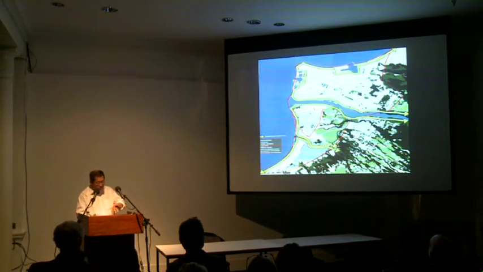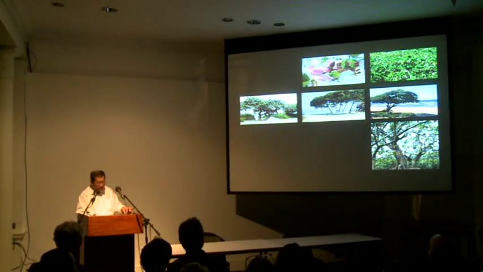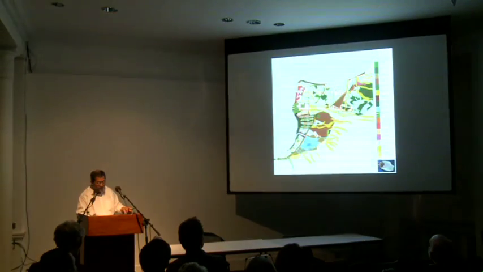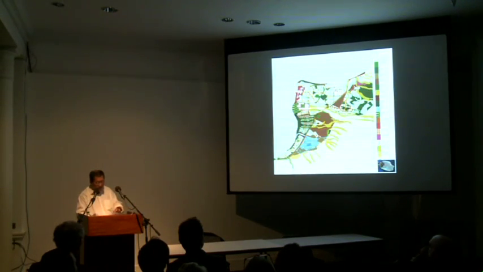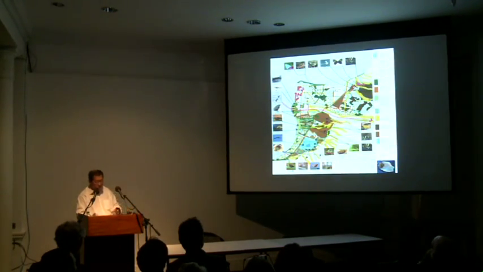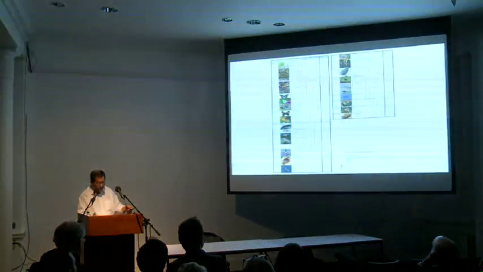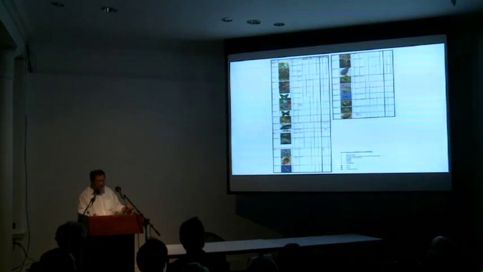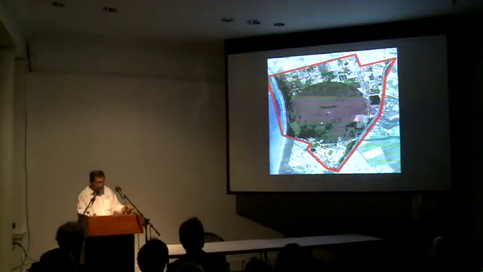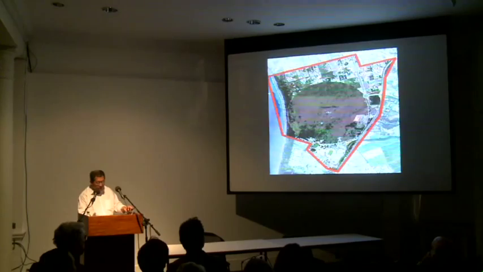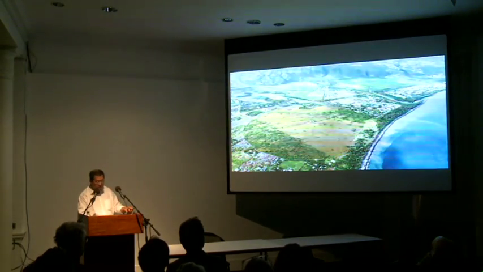What we tried to do was to bring the vegetation from the hills all the way down to the plains, and to bring it right down to the waterfront. And these were the different habitats within the site. These were the species we wanted to bring back. And these are some of the images of the species. This is the equivalent of a biodiversity matrix. And that's the site that we did the detailed master plan. And that's the overview of the site.